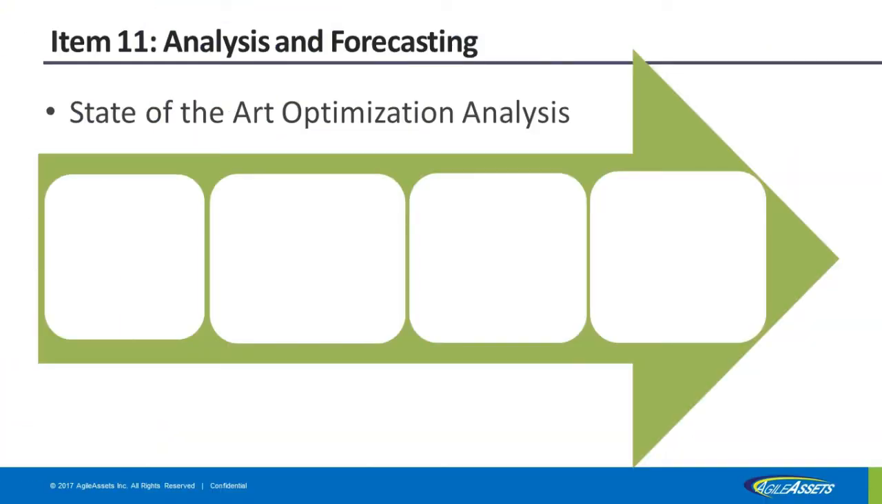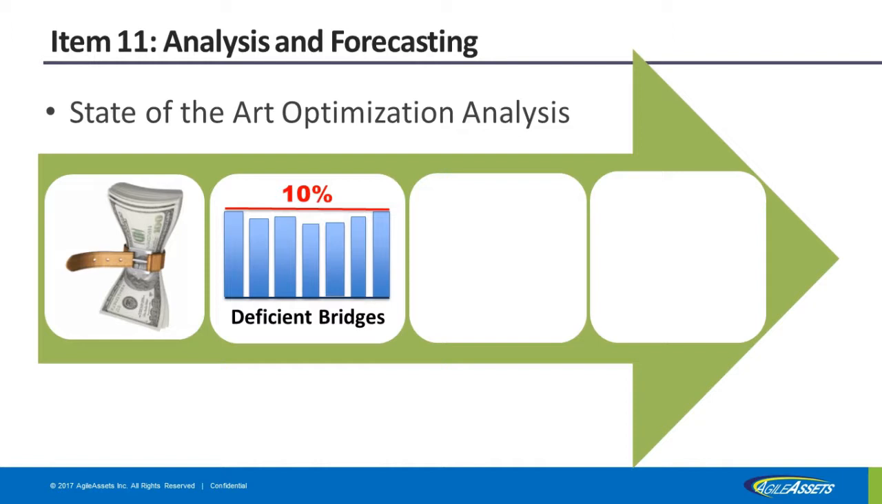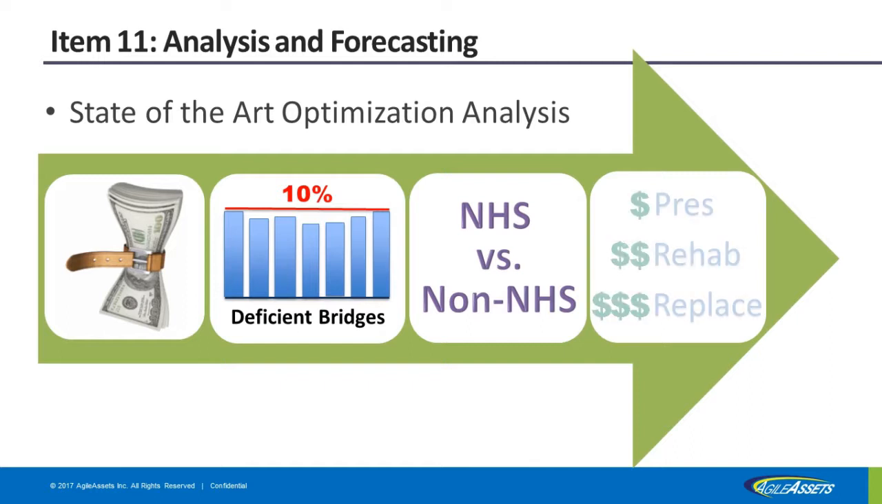Let's say my boss at the DOT wants me to run an analysis which limits my budget each year and also limits deficient bridges on the system each year. On top of that, I also have to meet a minimum condition for bridges on each separate highway system, like the interstate versus NHS versus RHS and SHS, and also give different budgets to preservation work, rehabilitation work, and replacement.